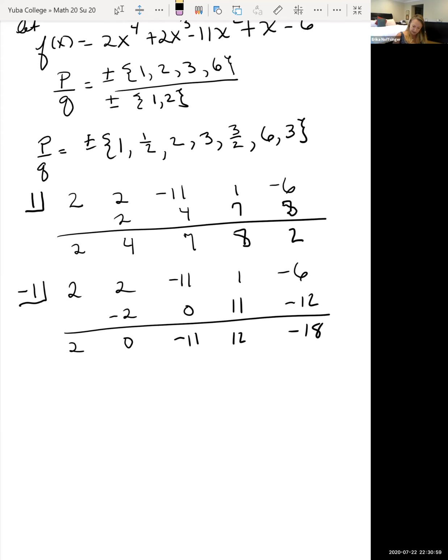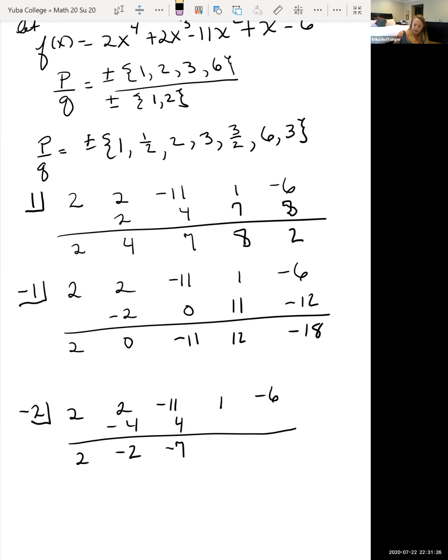It could be, let's look at negative 2. So 2, 2, negative 11, 1, negative 6. Bring down 2. Negative 2 times 2 is negative 4. 2 minus 4 is negative 2. Negative 2 times negative 2 is positive 4. Negative 11 plus 4, that is negative 7. Negative 2 times negative 7 is 14. That's not going to work. 14 plus 1 is 15. This is negative 30. This is negative 36.